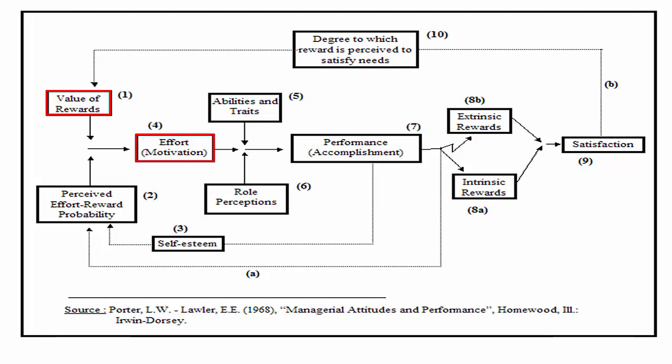So look at that diagram again, the one we started with. Concepts are motivation, value of rewards, well, rewards as well, extrinsic rewards, intrinsic rewards, satisfaction, self-esteem, role perception, abilities, traits, satisfaction. All these are abstract concepts. You cannot observe them directly.